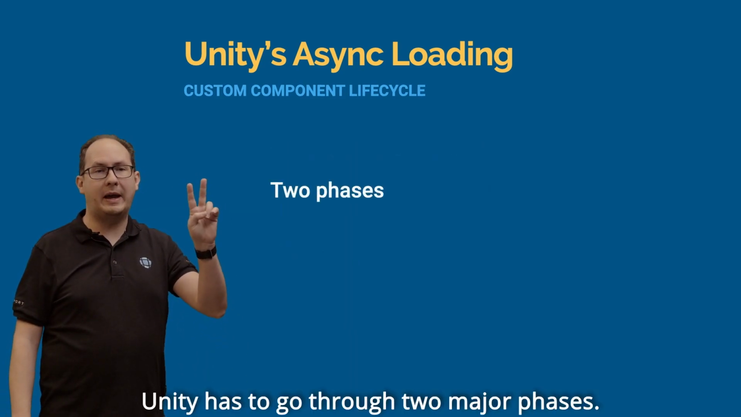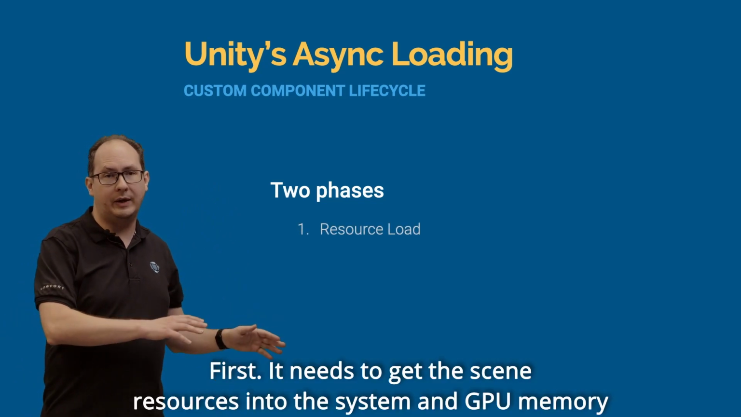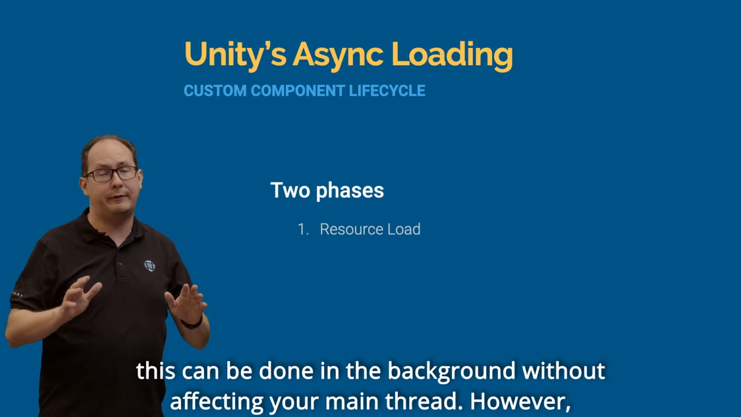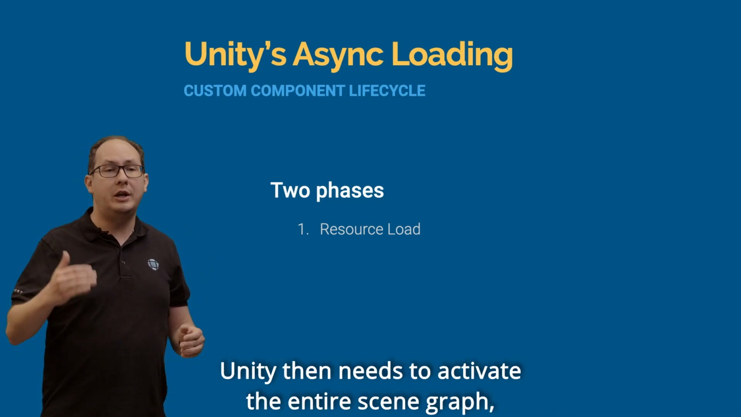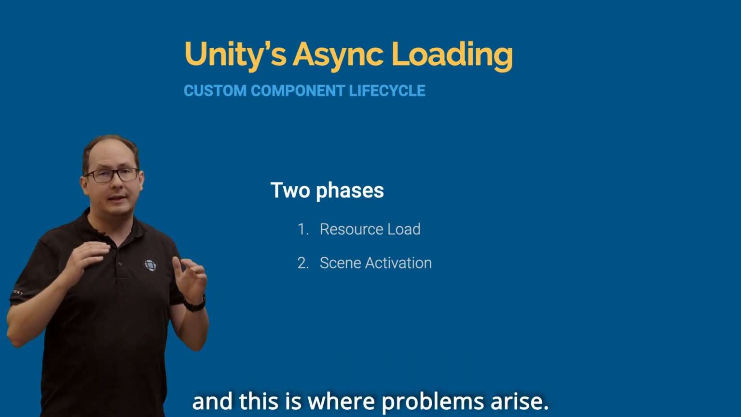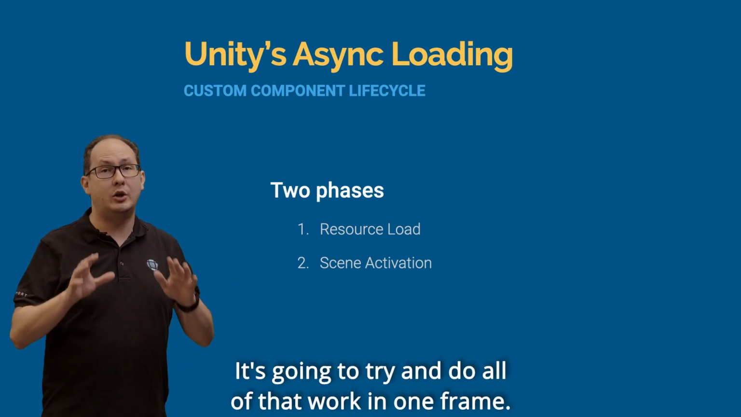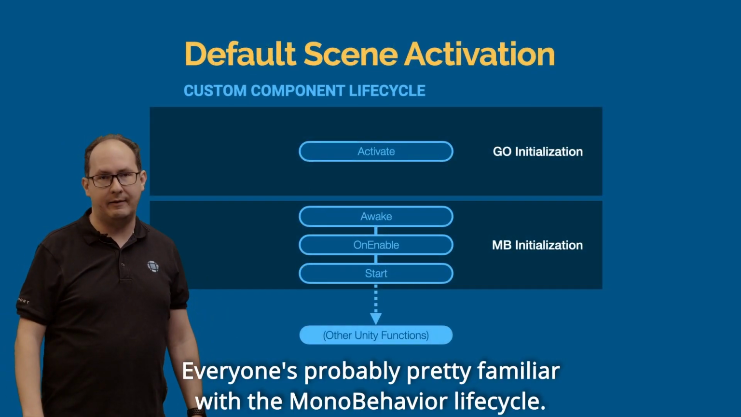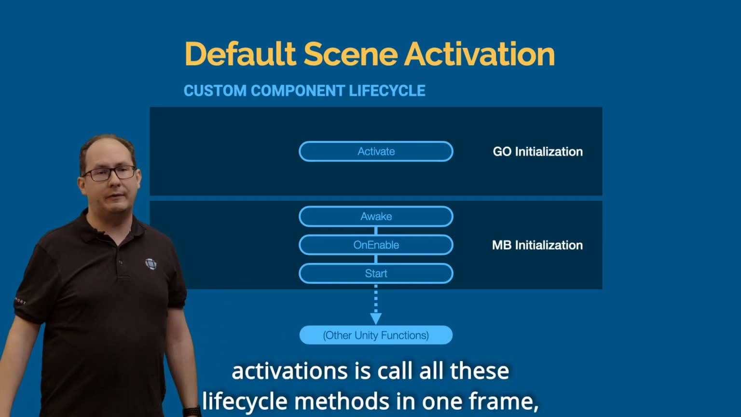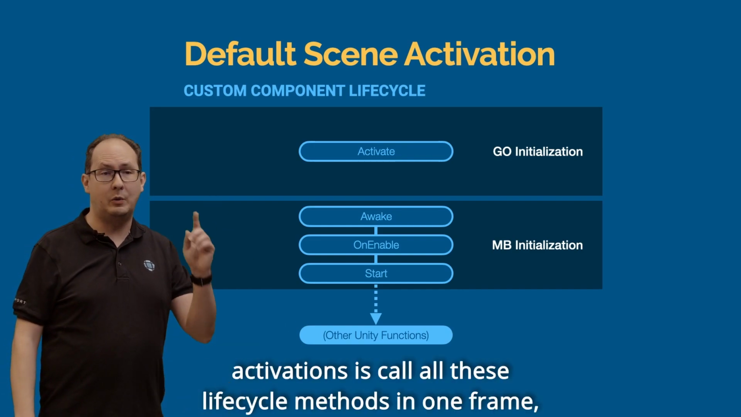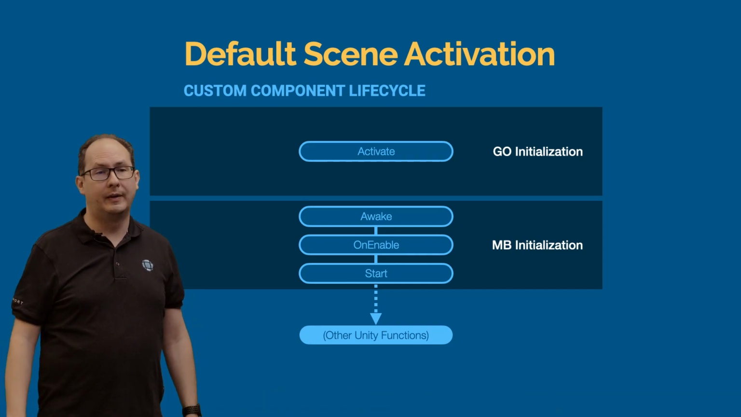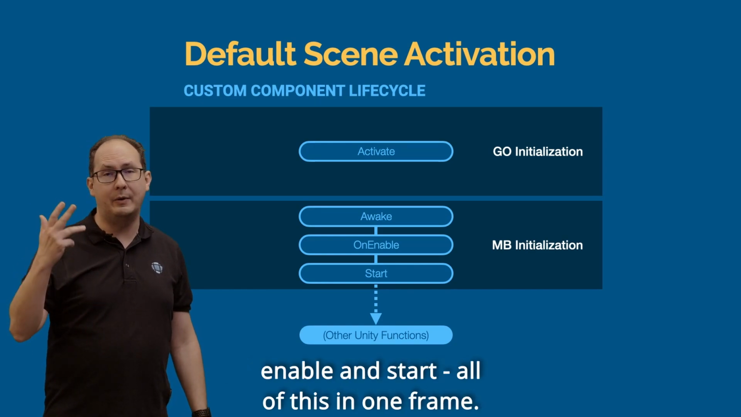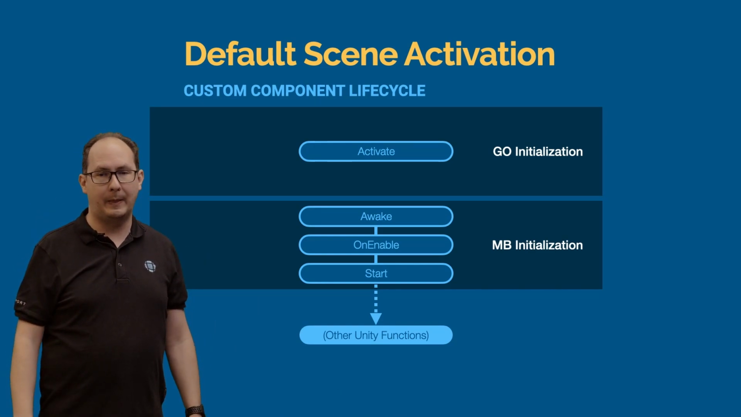Unity has to go through two major phases. First, it needs to get the scene resources into the system and GPU memory, and for the most part, this can be done in the background without affecting your main thread. However, Unity then needs to activate the entire scene graph, and this is where problems arise. It's going to try and do all of that work in one frame. Everyone's probably pretty familiar with the MonoBehaviour lifecycle. What Unity is going to do for activation is call all these lifecycle methods in one frame, and that's inevitably going to stall. It's going to activate all your game objects, it's going to enable the MonoBehaviours, call Awake, OnEnable, and Start. All of this in one frame.